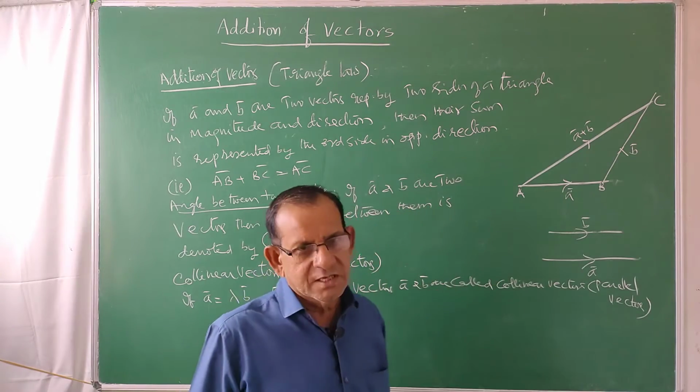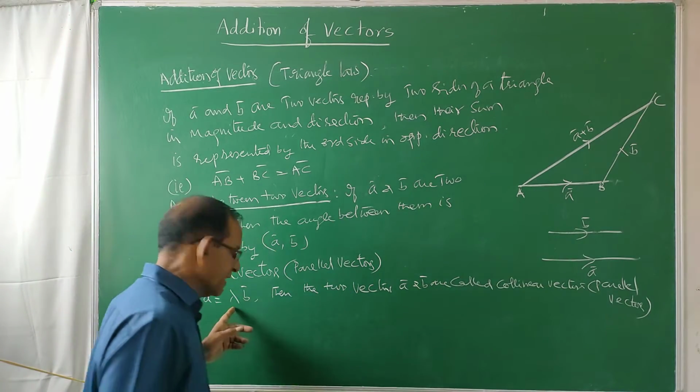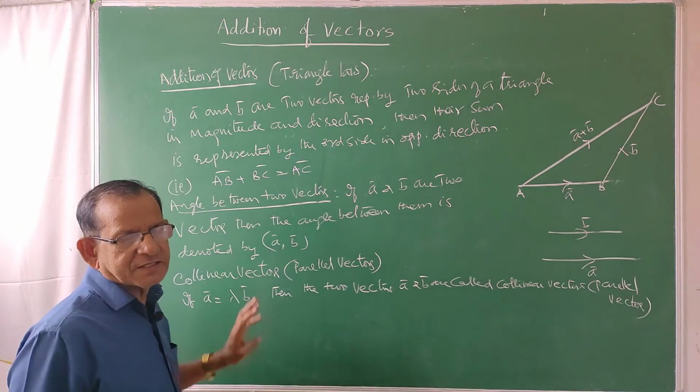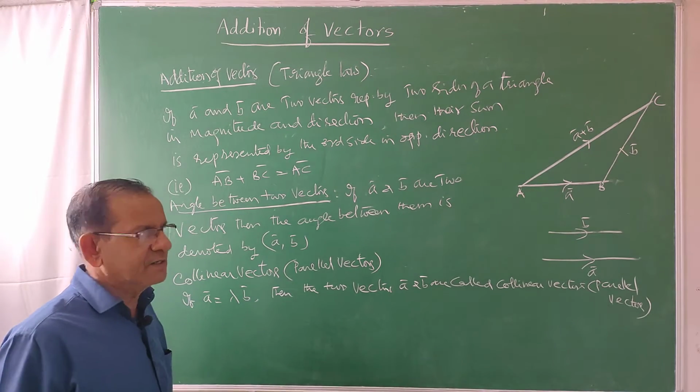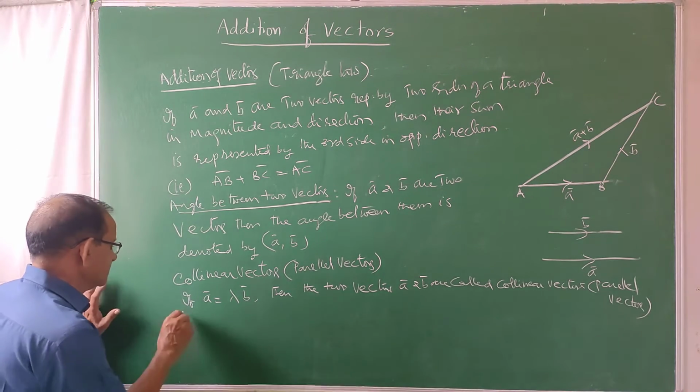Whenever two vectors are parallel, there exists a lambda such that one vector is equal to lambda times the other vector.